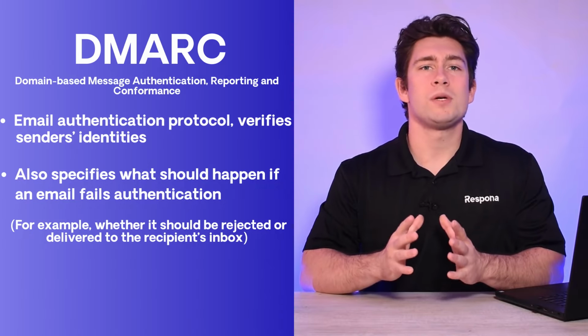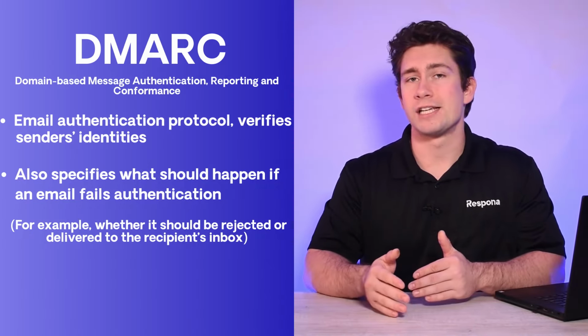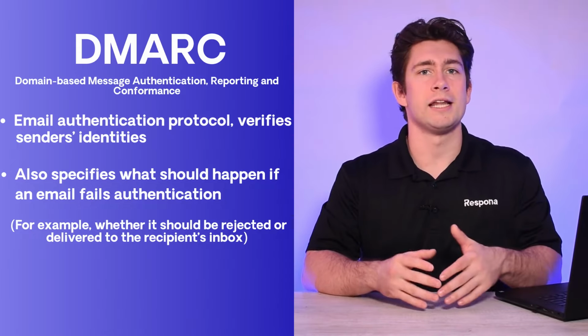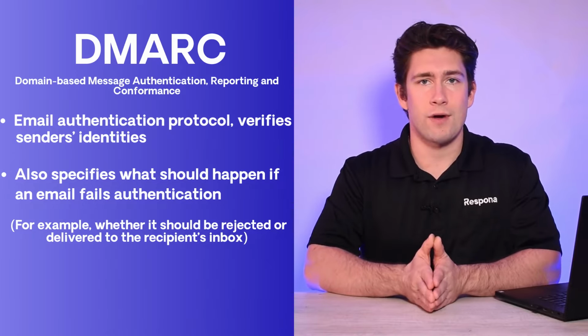A DMARC record also allows email senders to specify what should happen if an email fails authentication. For example, whether it should be rejected or delivered to the recipient's inbox. Setting up involves creating yet another TXT record in your DNS, setting up policies that determine how your domain handles suspicious emails, and deciding if you want to receive reports on that front.